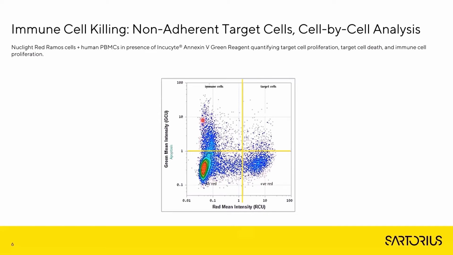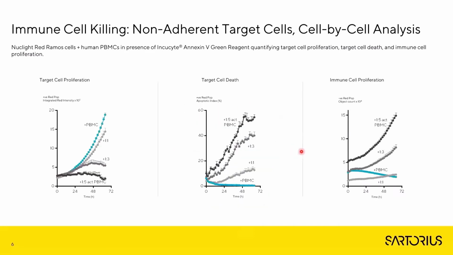We can also assess apoptosis here in the different populations. And population level analysis allows us to look at target cell proliferation. We see at the highest effector to target ratio, we have the least proliferation of the Ramos cells, but we have the highest target cell death. We can perform an apoptotic index analysis here based on the single cell segmentation. We can also assess immune cell proliferation in this assay, and we can see that at the highest effector to target ratio, we have the highest proliferative response.